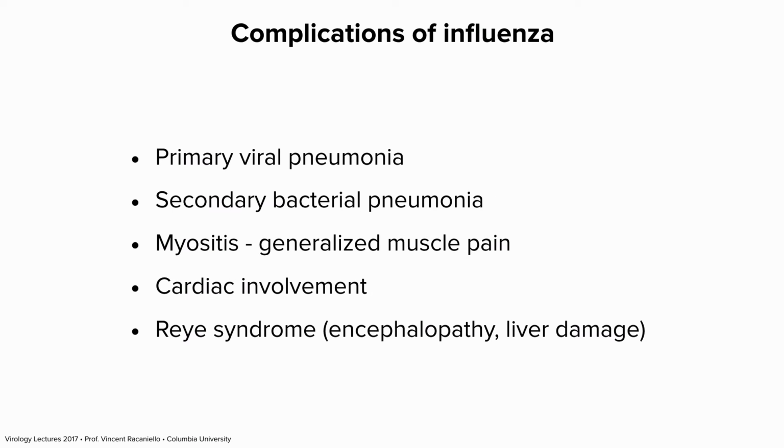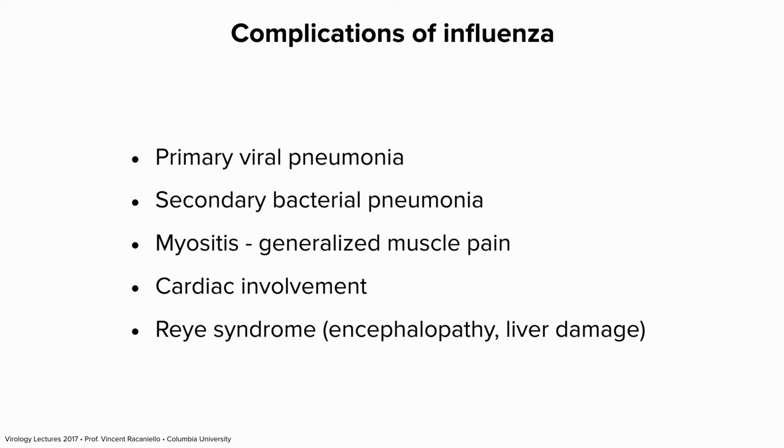Now, besides flu, there are complications of this infection, including viral pneumonia when the virus goes down into the alveoli, which is a very serious disease. Secondary bacterial pneumonia: you think you're recovering and all of a sudden you get a bout of pneumonia caused by bacteria that are down there in your lungs. Generalized muscle pain, cardiac involvement. People have trouble breathing because of influenza.